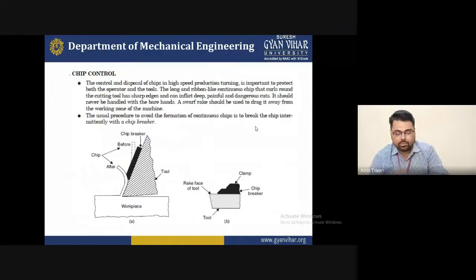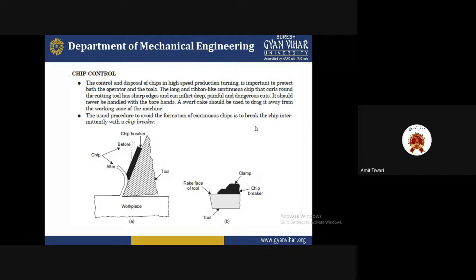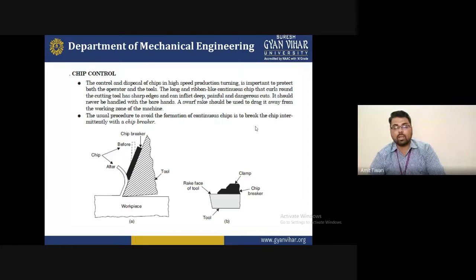Now, in the case of the chip breaker, why is it used? Basically, the control and disposal of chips in high speed production turning is important to protect both the operator and the tool. A continuous chip curls around the cutting tool, has a sharp edge, and can inflict painful and dangerous cuts. It should never be handled with bare hands. A hooked rod should be used to drag it away from the work zone of the machine.